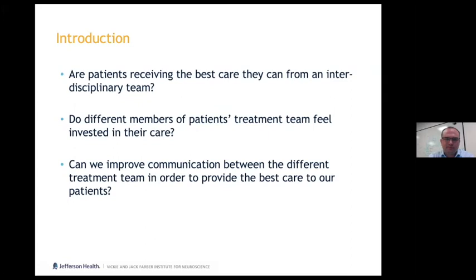So, going through the way we treat these patients, you have to ask yourself: are patients receiving the best care that they can from their multidisciplinary team? Are we making sure that all the different treatment teams feel invested in patients' care? And can we improve communication between the different treatment teams, not just to cut down on errors, but so that patients can have a more seamless and enjoyable post-operative course?